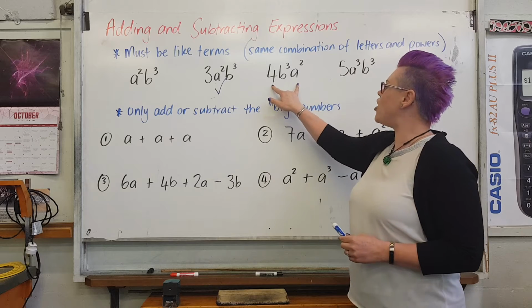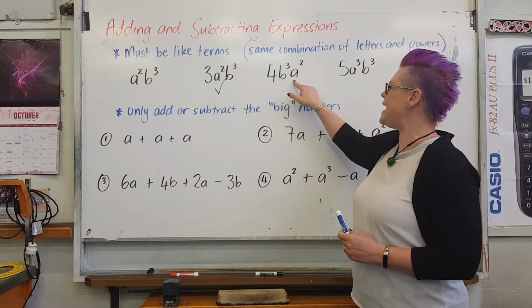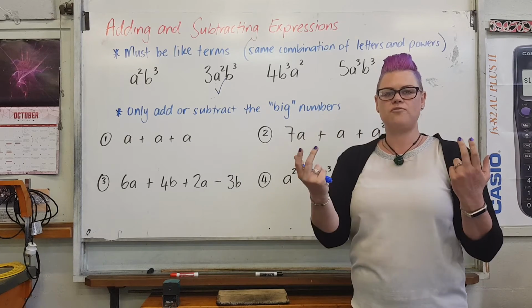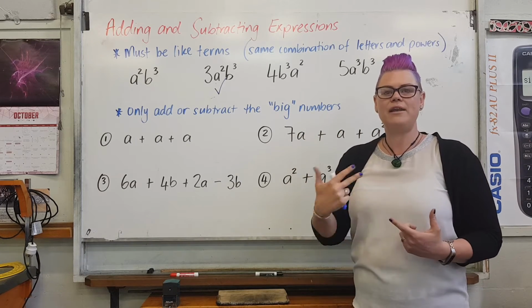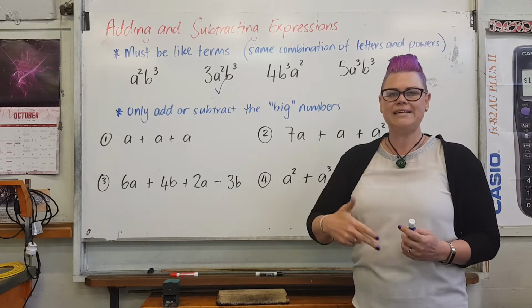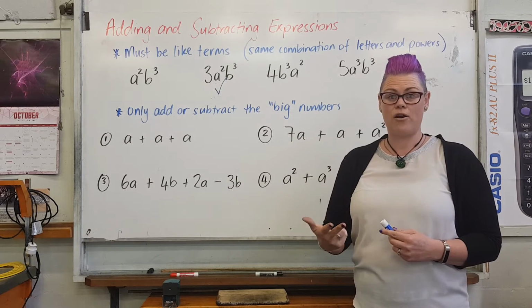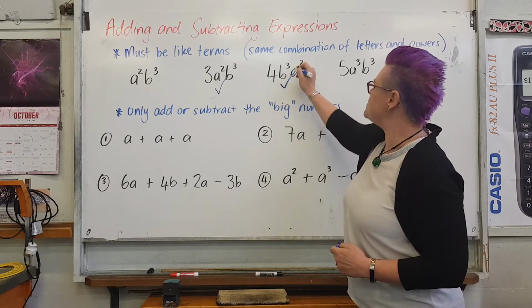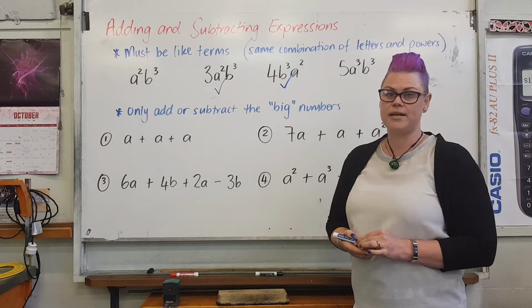The next one, we've got 4b to the power of 3, a to the power of 2. Now the a's and the b's have been switched round, but there's still the same number of them. There is still a to the power of 2, b to the power of 3. Therefore, they're still like terms. So yes, we could add or subtract those ones.